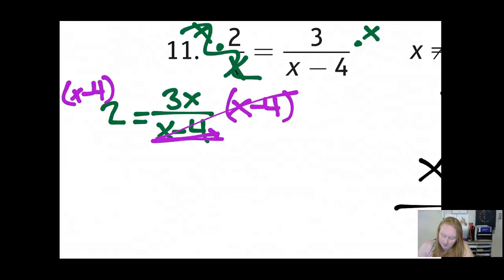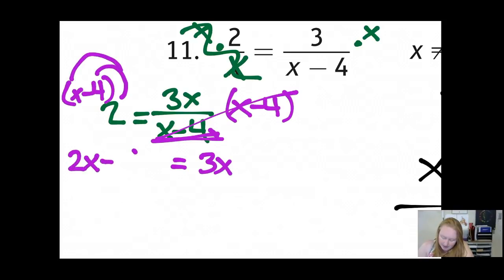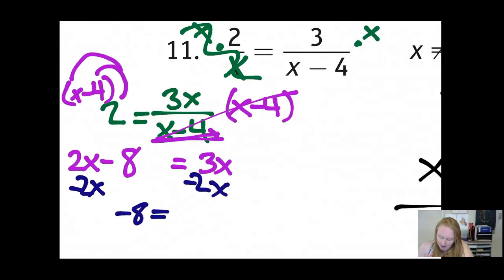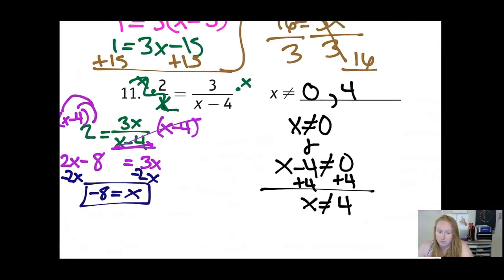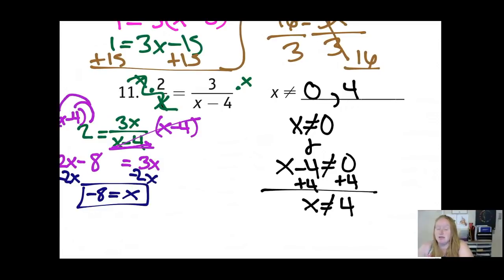It cancels here. I get 3x equals, and I'm going to do my distributing now. 2x minus 8. Some of you may have needed to rewrite that before you distribute it. That's okay. So now I'm going to get all my x's on the same side by using properties of equality. I get negative 8 equals x. This is my answer, but I have to check with over here. So I'm good because negative 8 is not 0 and it's not 4. So I am in a good place.